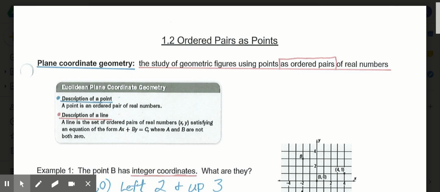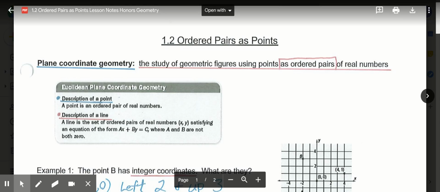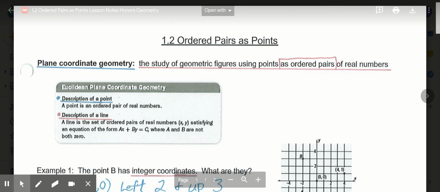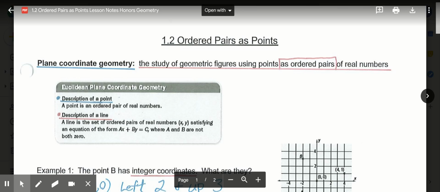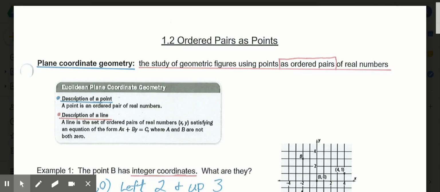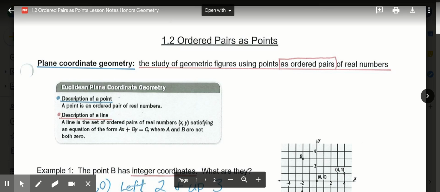So this main concept is based around a type of geometry. Now in our last lesson there was Euclidean synthetic geometry in a little box, which basically again is the geometry we exist in. Now plane coordinate geometry, which then we'll look at Euclidean plane coordinate geometry, which is the most common type. So plane coordinate geometry is the study of geometric figures using points as ordered pairs of real numbers.